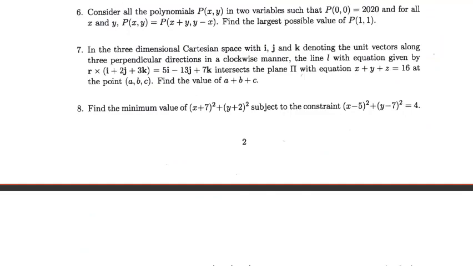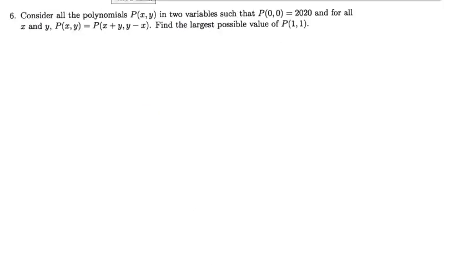Singapore Mathematical Olympiad 2021 SMO open section, first round, problem number 6. Consider all the polynomials p of x and y in two variables such that p of 0, 0 equals 2020, and for all x and y, p of x and y equals p of x plus y and y minus x. Find the largest possible value of p of 1 and 1. So let's copy this problem.